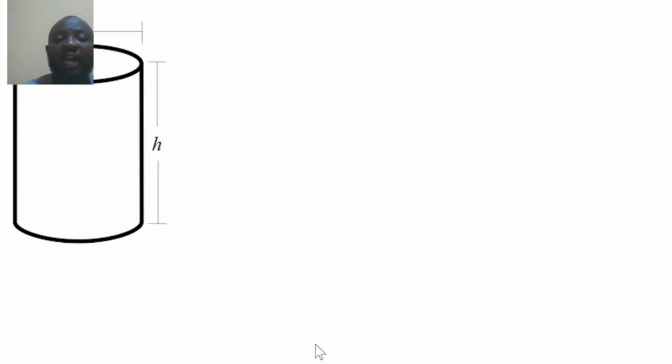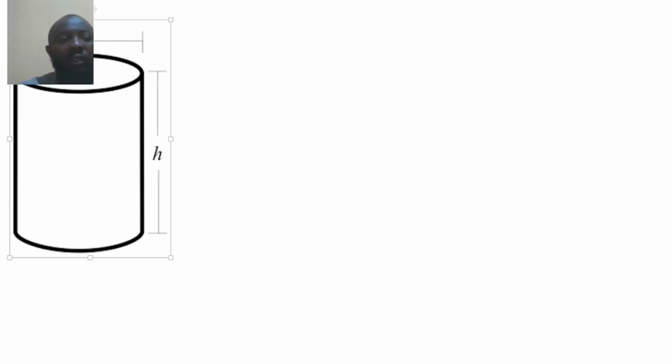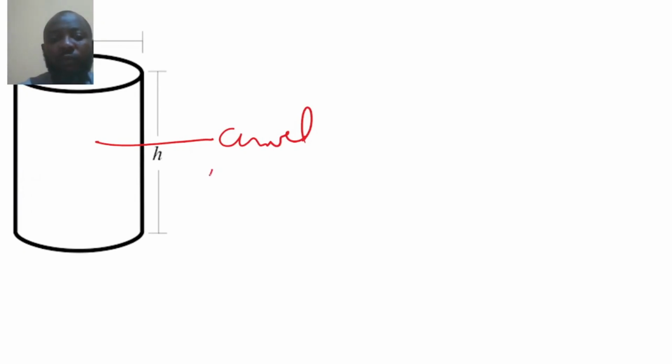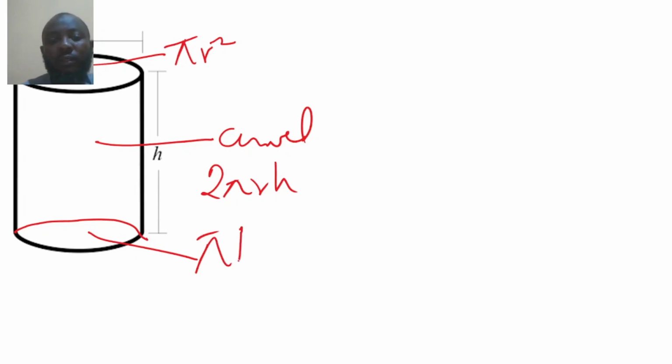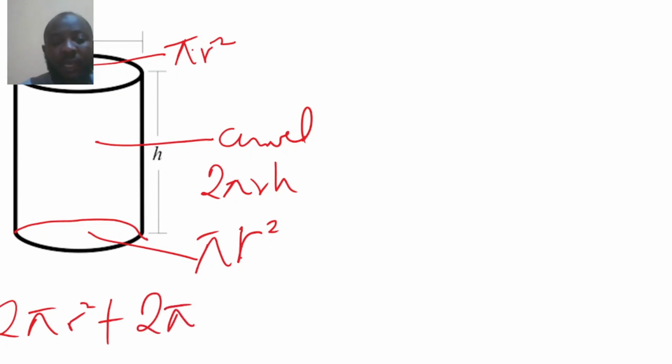The surface area of this cylinder is divided into about three parts. We have the curved part, so the curved surface area, which is 2 pi r h. And the area of the circular base: it has two circular bases, right? Two circles here. This will be pi r squared, and this is also pi r squared. So if they ask you to find the total surface area of a cylinder, that will be 2 pi r squared plus 2 pi r h.